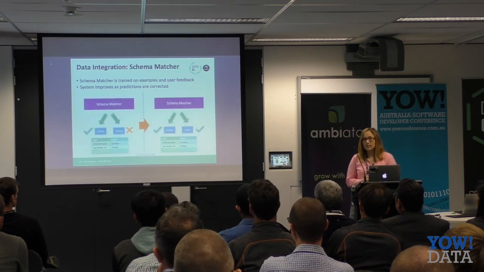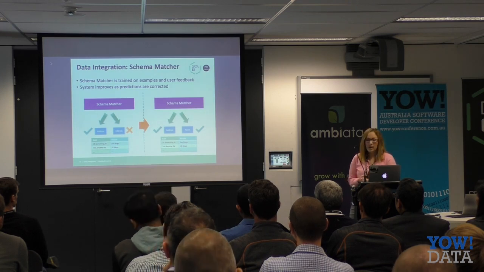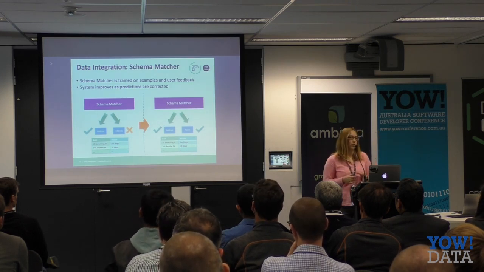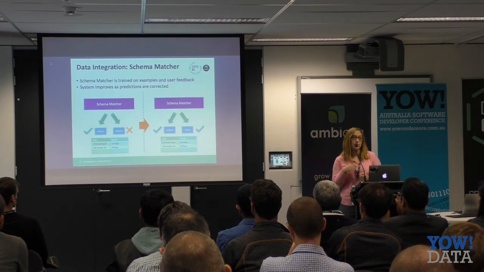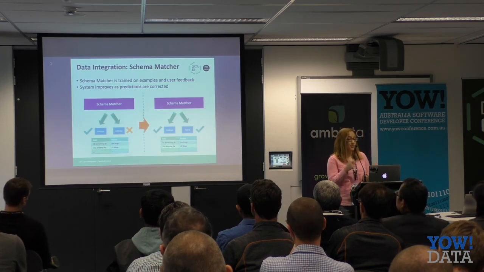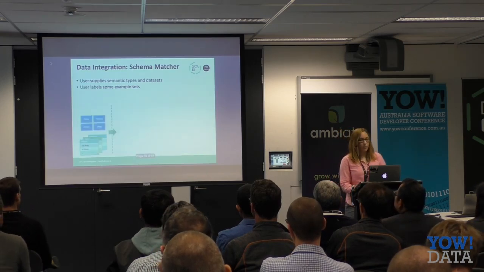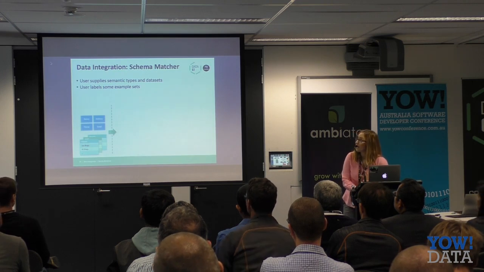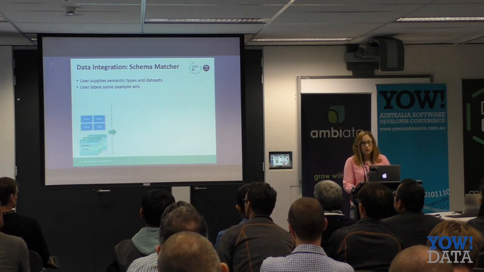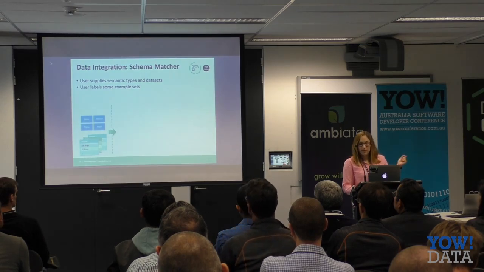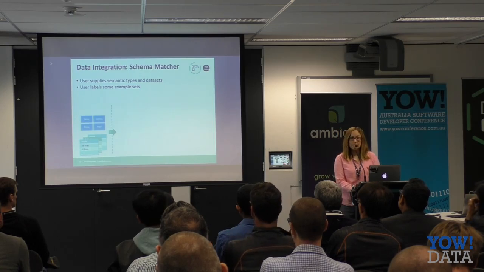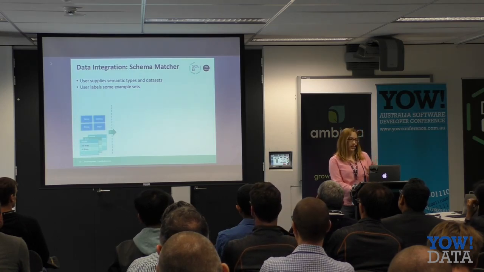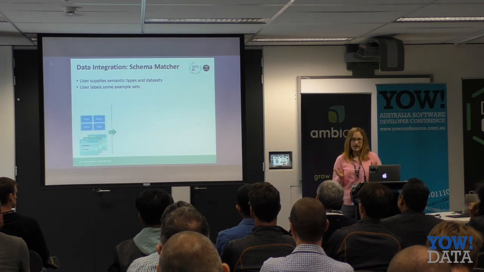Now let's look at what this schema matching process looks like. The point is that the schema matching is trained on examples and user feedback, and the idea is that the system improves as predictions get corrected and as the system sees more data. To be a bit more specific, at the beginning the user supplies the semantic types he or she is interested in, for example in this case name, address, phone, and email, and then the user provides the data set. What the user also has to do is label some of those example data sets, so say which column is which semantic type.